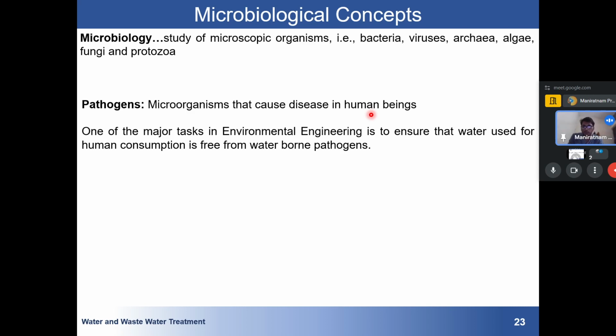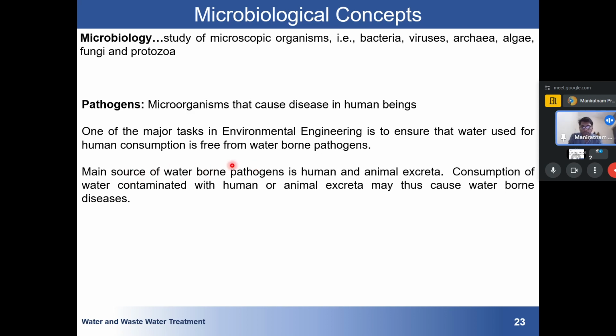Okay, so one of the major tasks in environmental engineering is to ensure that water used for human consumption is free from waterborne pathogens. Because remember, there are many diseases due to these waterborne pathogens, and that is due to the presence of some pathogens. So if you ingest or drink that water, you will suffer. So it is always made sure that your water is free from any kind of pathogens.